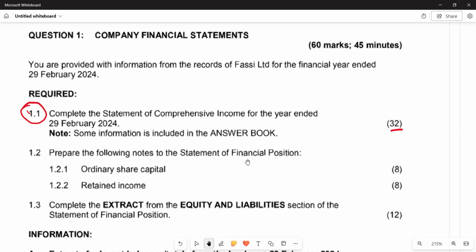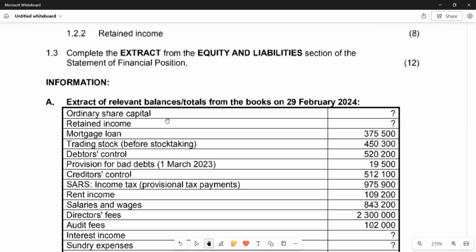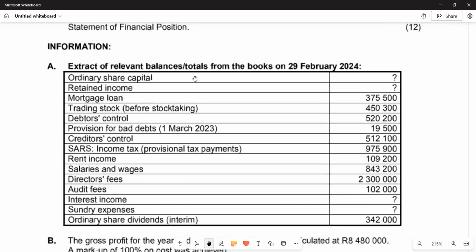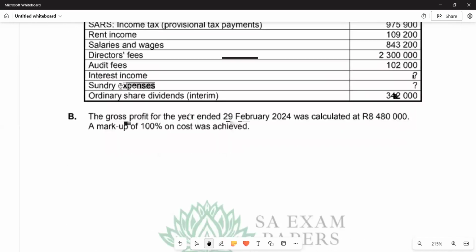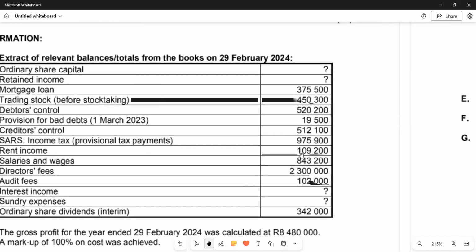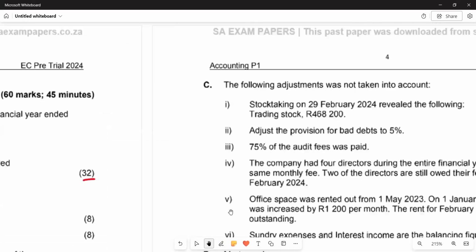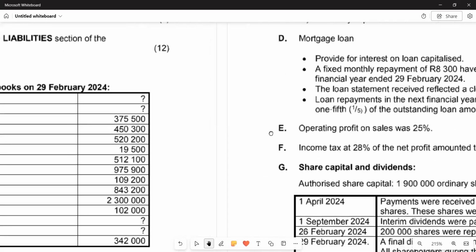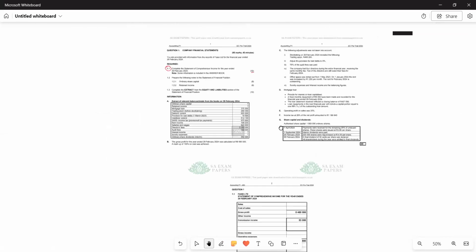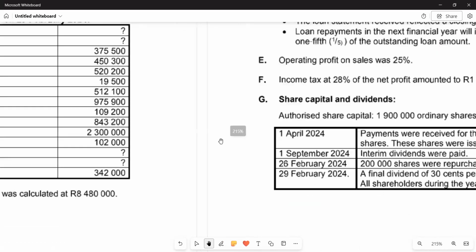So we go down and see the information that we're given in the question. We're given an extract of relevant balances or totals from the books on 29 February 2024. So this is a list of balances. Then we've got a continuation of the information on the next page. You are supposed to go through each and every piece of information before you start answering the question, so that you know where exactly you need to adjust. Our information goes up to additional information G.